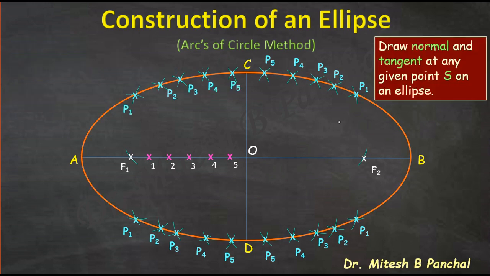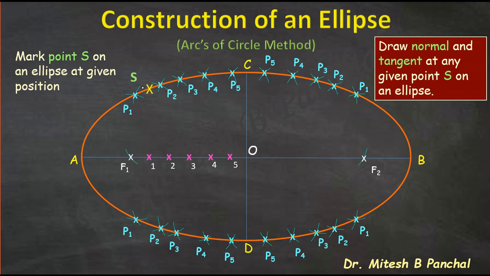Now we will consider the procedure to draw the normal and tangent at any given point S on an ellipse. For that, first mark point S on the ellipse at a given position. That will be given data. As per the given data, mark point S on the ellipse. Say this is the position of point S. Now from this point we have to draw the normal and tangent to the curve, that is the ellipse.